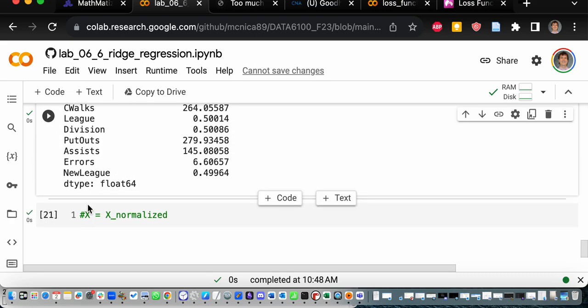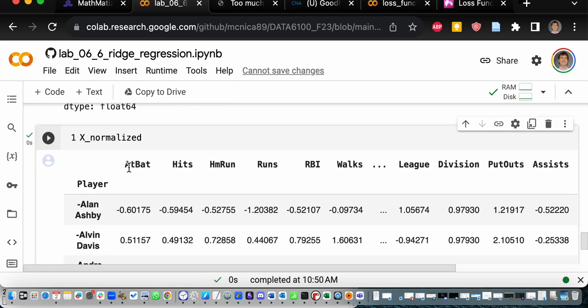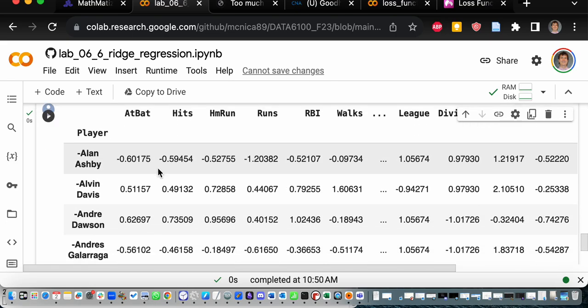Actually, why don't we look at it? Let's look at x normalized. What does it look like? Show me. And here we go. Here are the numbers, and everything is normalized now. So for this person, it's not that they got negative 0.5 home runs, it's that they got half a standard deviation below average for home runs. This is a below average home run hitter. This guy is 1.7 standard deviations above average.